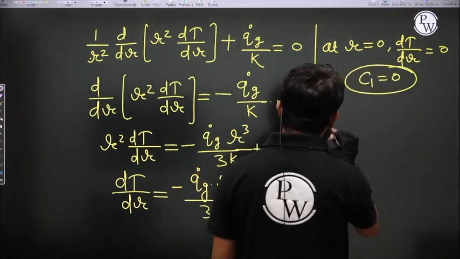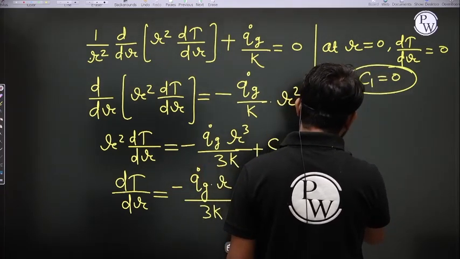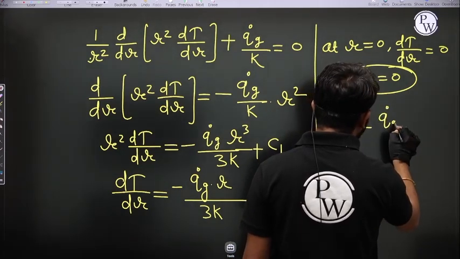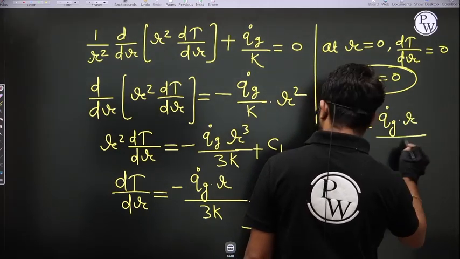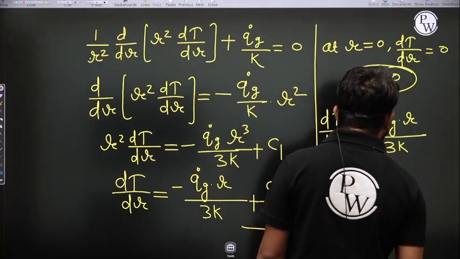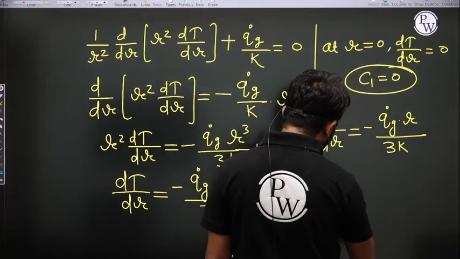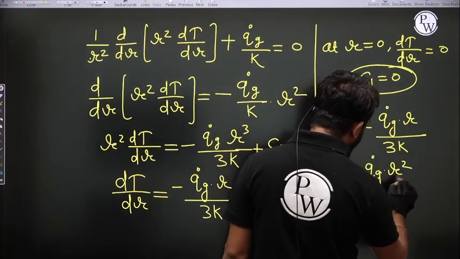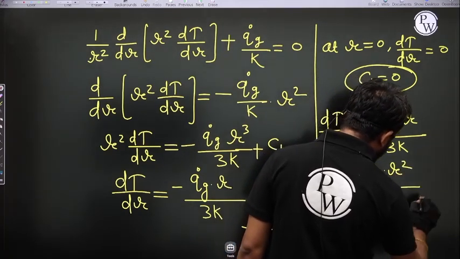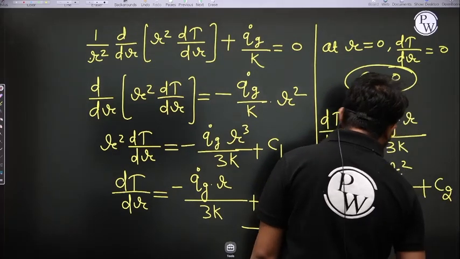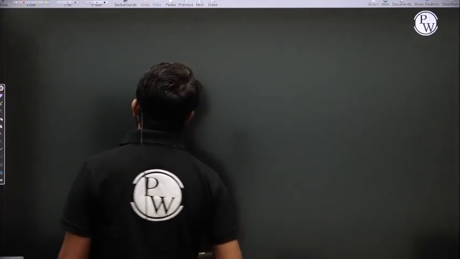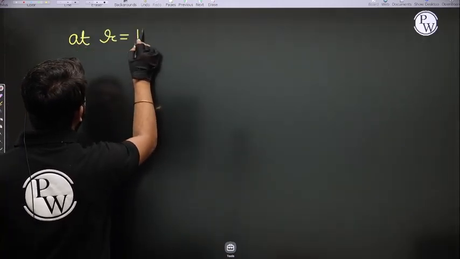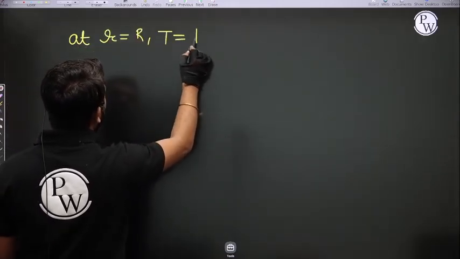So ultimately what you are getting, this dT by dr is equal to minus Q dot G into R by 3K. Right. Now integrate once again. If you are integrating once again, then this is minus Q dot G R square by 6K plus integration constant, that is C2. So to calculate the C2, use another boundary condition, and that is at R is equal to capital R, the T is equal to TW.